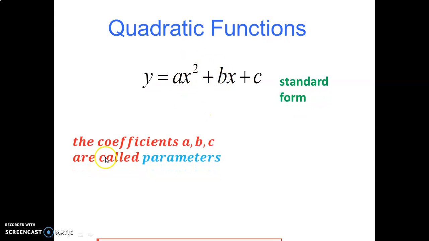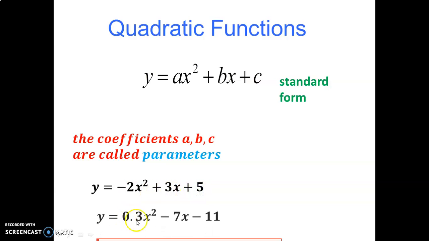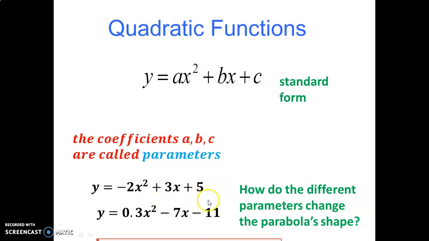The coefficients a, b, and c are known as the parameters. For example, here's a quadratic, and we can see the a, b, and c parameters take on the values -2, 3, and 5. Here's another quadratic function. Now a is 0.3, b is -7, and c is -11. As we change those parameters, the parabola, the shape of the graph, changes completely. So our question in this lesson is, how do the different parameters change the parabola's shape?